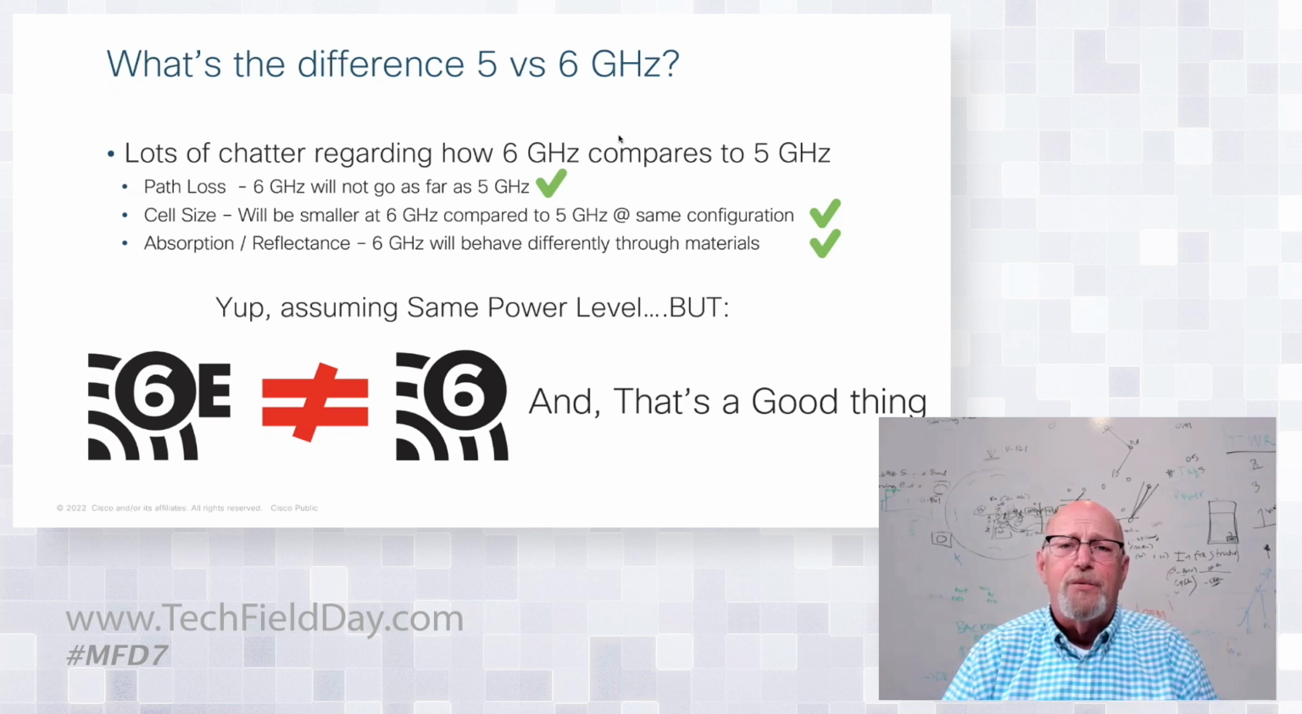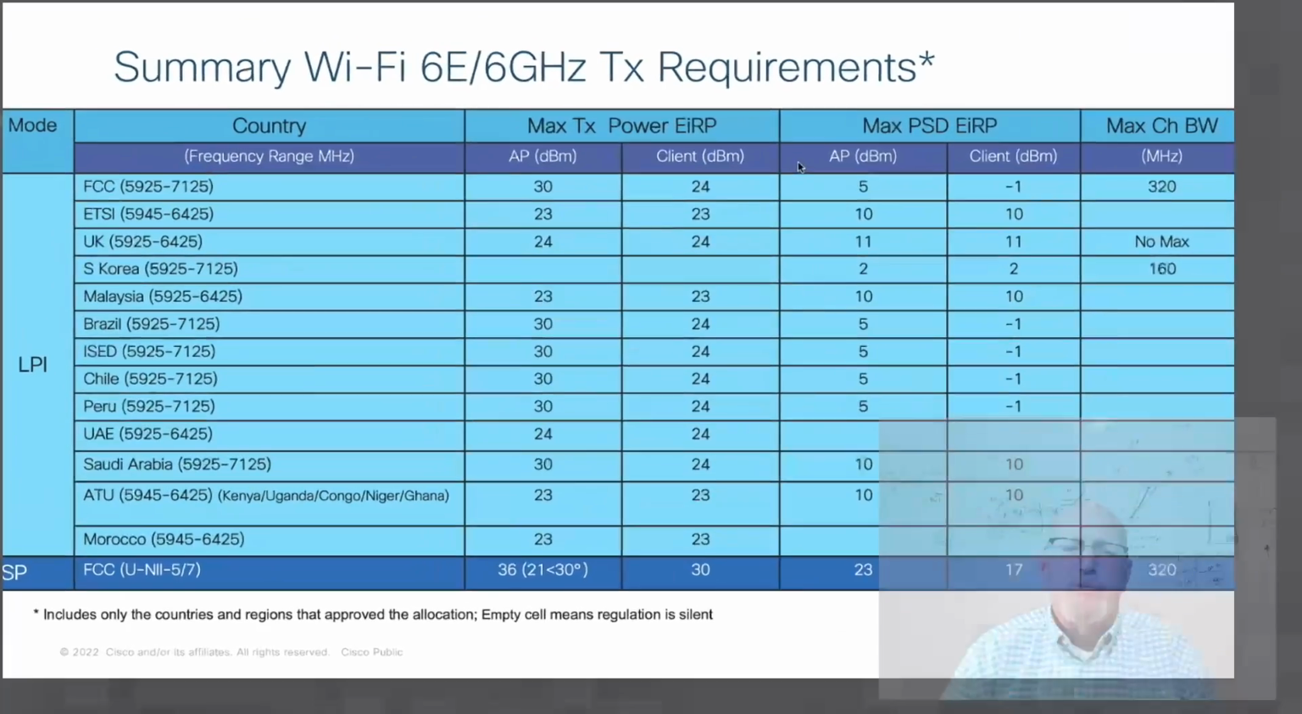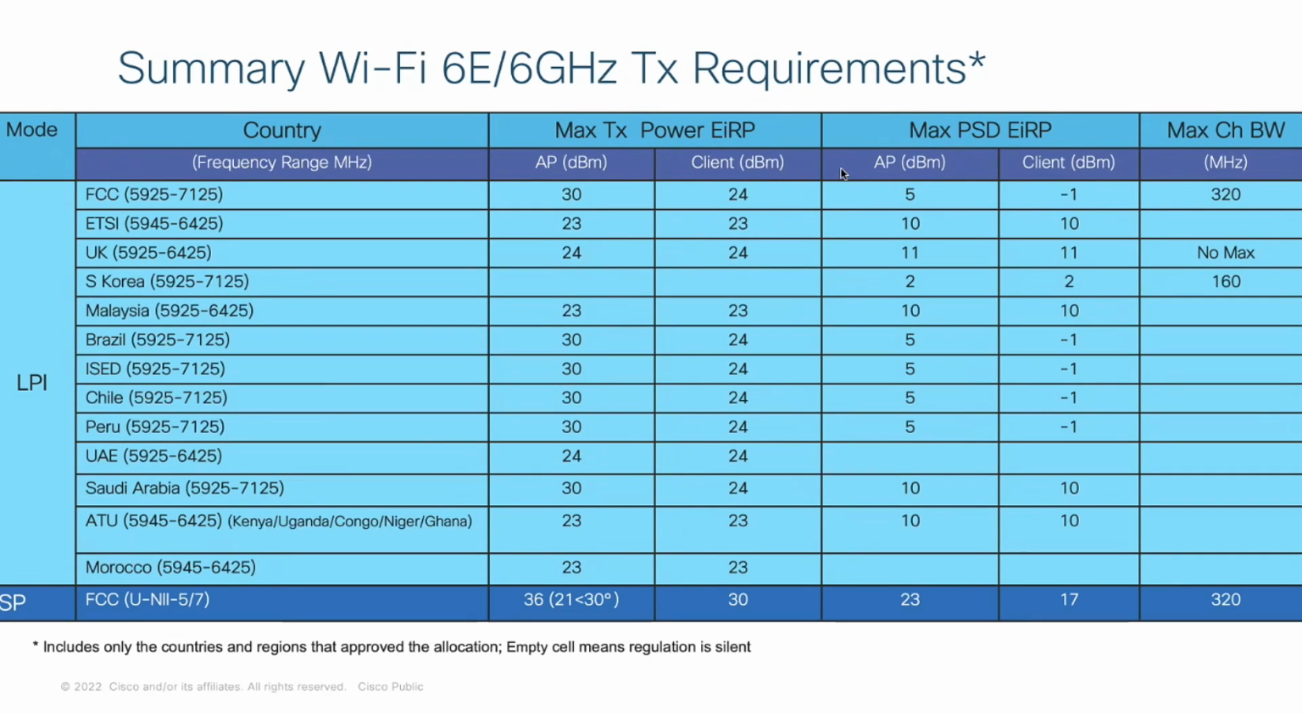And you know what? It was different when we went into 5 gigahertz too. In fact, it's actually not as different between 5 and 6 gigahertz as it was between 2.4 and 5 gigahertz. So all these things are true if you assume the same power levels, but that would probably be a mistake. As we were thinking it through, Wi-Fi 6E is not Wi-Fi 6, and that's actually a good thing. If you take a look at the regulatories around the world, everybody's been putting out these power levels, and it could actually be pretty confusing.